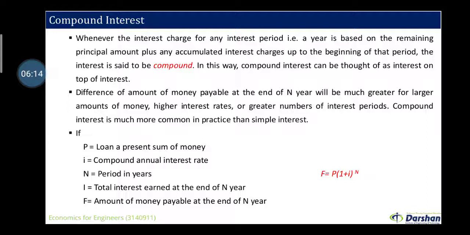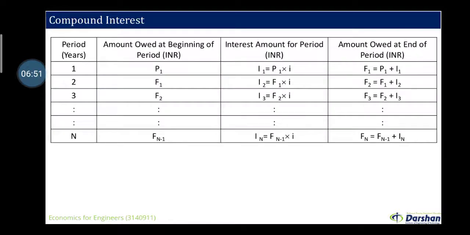So if P is equal to a loan, the present sum of money. P indicates the loan amount. i indicates the compound annual interest rate and n indicates the periods in years. Take the example of 5 years, 3 years, 4 years. Then I is the total interest at the end of n years and F is the amount of money payable at the end of the year. So here the formula of compound interest is F equal to P into bracket 1 plus i, to the power n. So here is the sum, you can easily understand it.